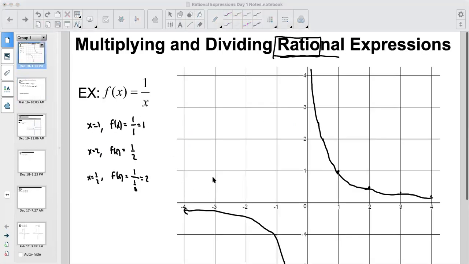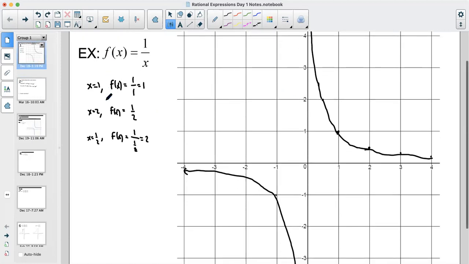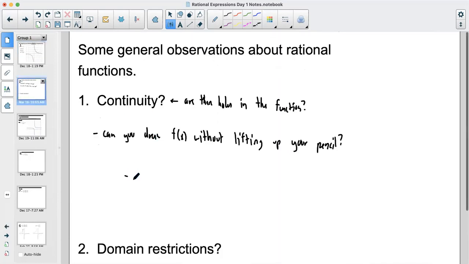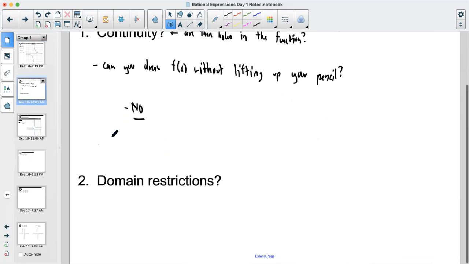And if you look at this graph, you clearly cannot. If you tried to draw this thing, you'd have to do this and then pick your pencil up and draw this other branch. So no is the answer to this question. These things are not continuous. They have no continuity.